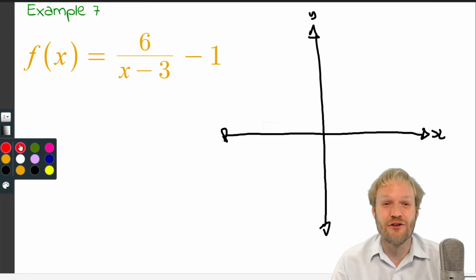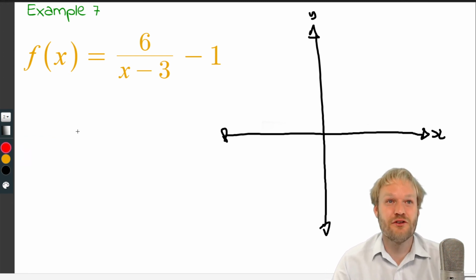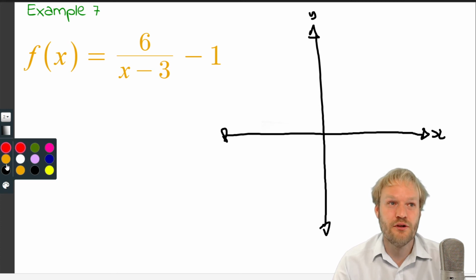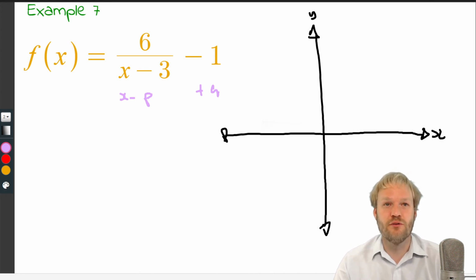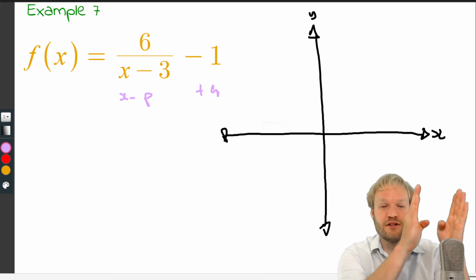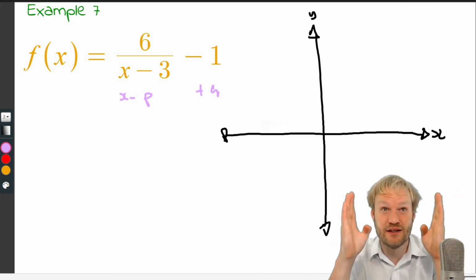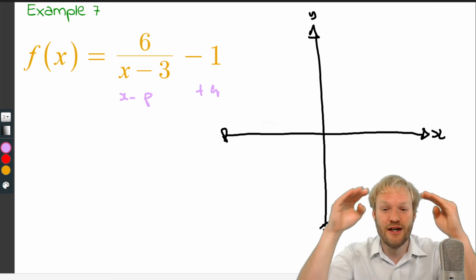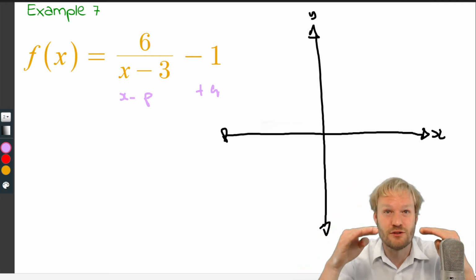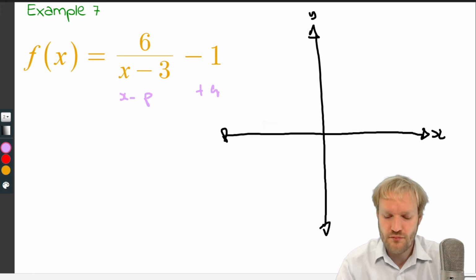Asymptotes, what I said, would be useful to start with. So this is again in this form where we've got x minus p over here and we've got our plus q. So this minus 3 means that we have translated this 3 units right, because p is 3. So it's not a turning point, but it's where those asymptotes are going to meet. And the q is minus 1, so it's moved down by 1. So in this case, we've got an asymptote at x equals 3.